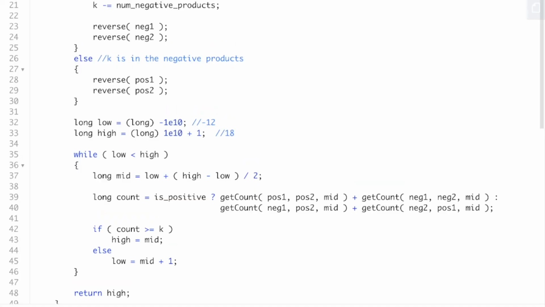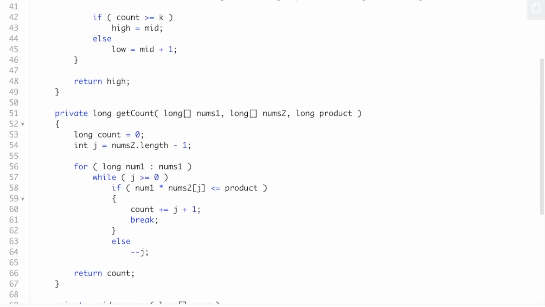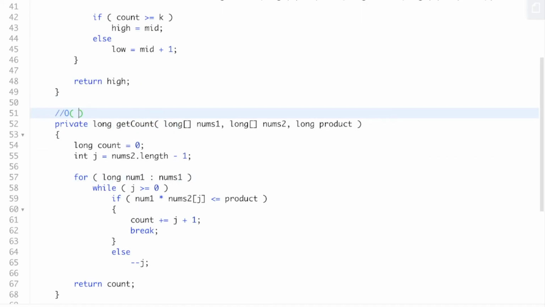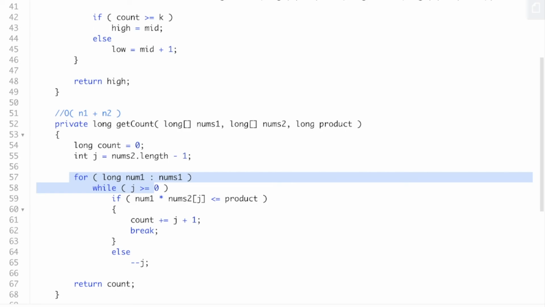No, wait, what am I doing? So here, our get count method is going to be O of, let's actually go over this one first. So this is going to be O of n1 plus n2, the number of elements in nums1 plus the number of elements in nums2. And I know this looks like it should be n1 times n2. It's not, because we never reset j. j just keeps moving along.